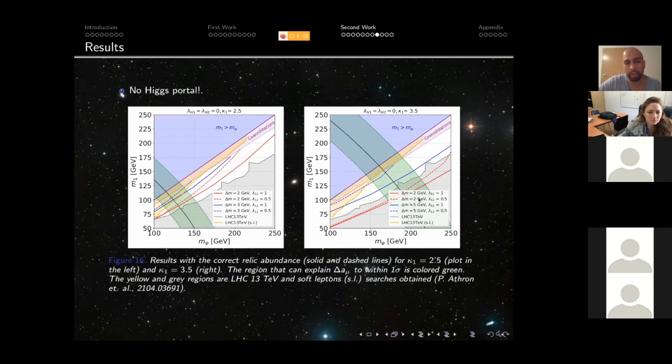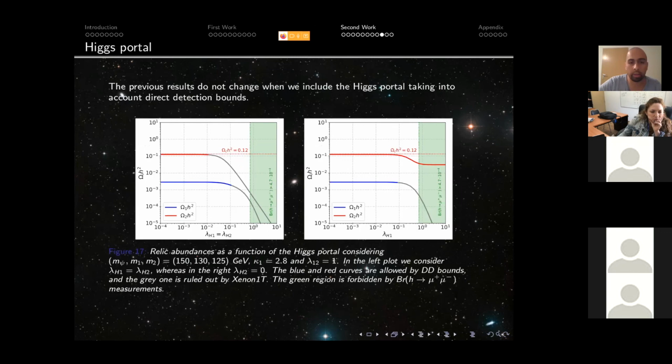So basically, the mass shift between the scalars needs to be not much above 5 GeV in order to account for the correct relic abundance, for the g-2 excess, and evading the rest of the constraints, LHC, etc. So yeah, let me finish here.